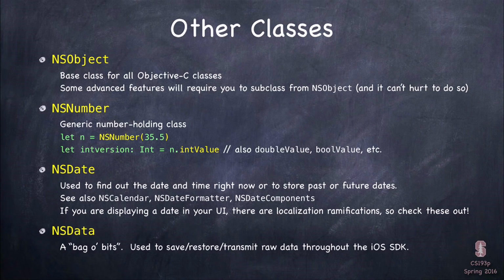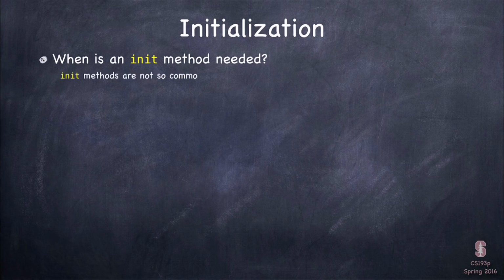All right, NSData, that's a bag of bits. Just an unstructured bag of bits. We use it to pass things around, sometimes over the network, like image data, things like that. It's pretty self-explanatory. A bag of bits doesn't have a lot of methods on it. It's basically just give me the bits, and here are some bits.